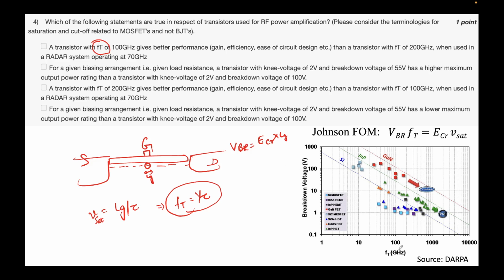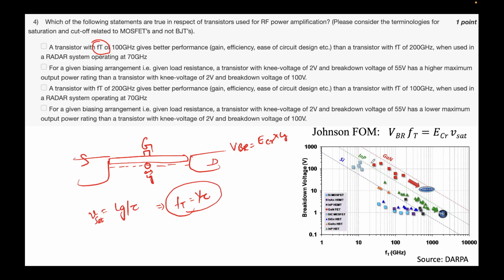Okay, so now this is like the previous slide. For the Baliga figure of merit, we have on resistance versus the breakdown voltage. So this is the off characteristics. Now here, this is the on characteristics for the Johnson figure of merit plot. Okay, so let's do that. We have an FT of 100 gigahertz versus an FT of 200 gigahertz.